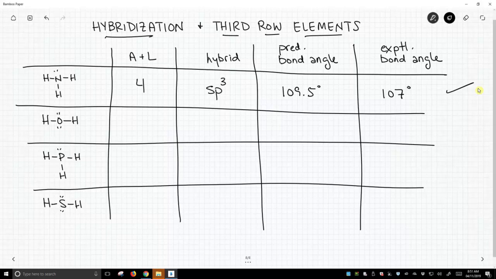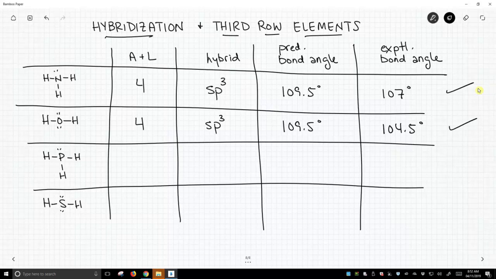We've already seen this example as well. 2 attached atoms and 2 lone pairs. Again, the sum of that is going to be 4. For hybridization, that's sp3. Again, our predicted bond angle is 109.5, and the observed angle is pretty close to that. It's 104.5. Everything's looking great so far. Now let's get down to our third row elements, and let's go to phosphorus.